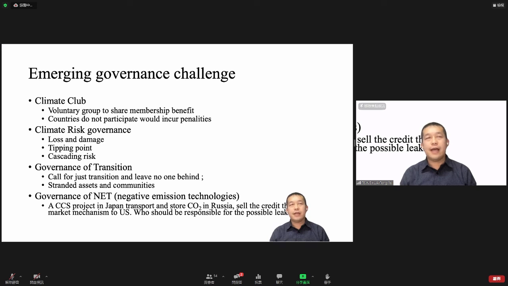And the second emerging challenge is climate risk governance, where we see more and more debate on loss and damage and increasing climate risk on different countries, and especially the tipping points and the cascading risks. And sometimes the risk is a very transnational risk. So how we can manage those risks across country boundaries is also an emerging topic.